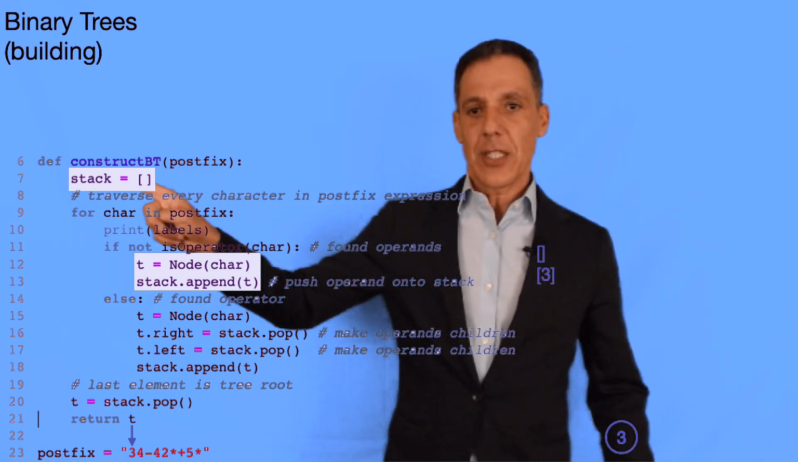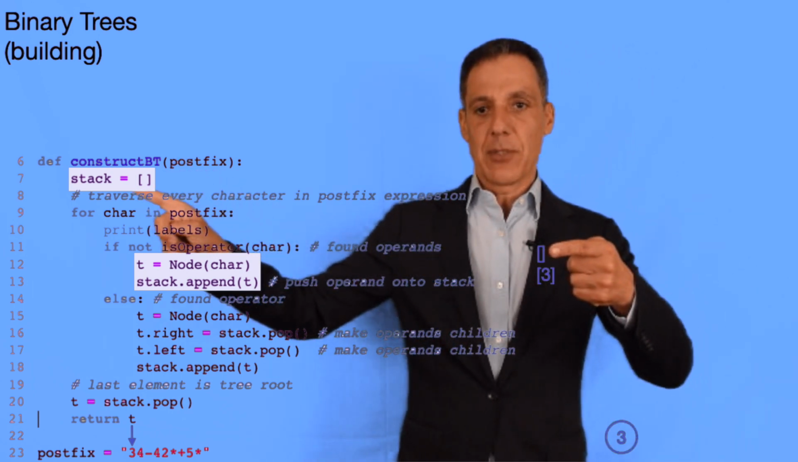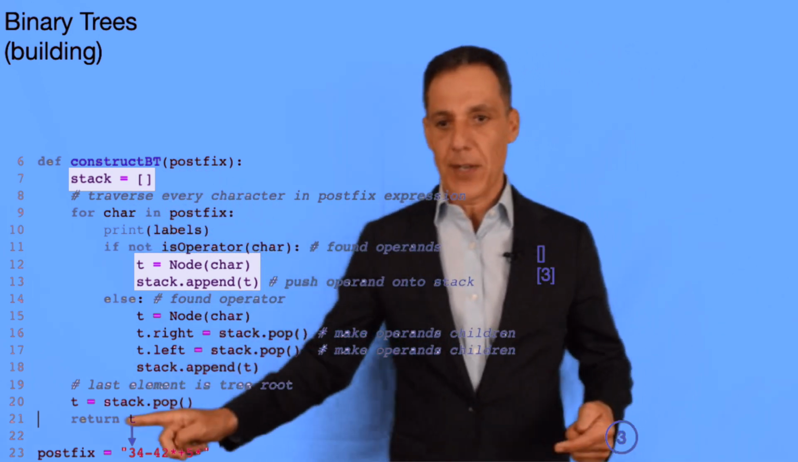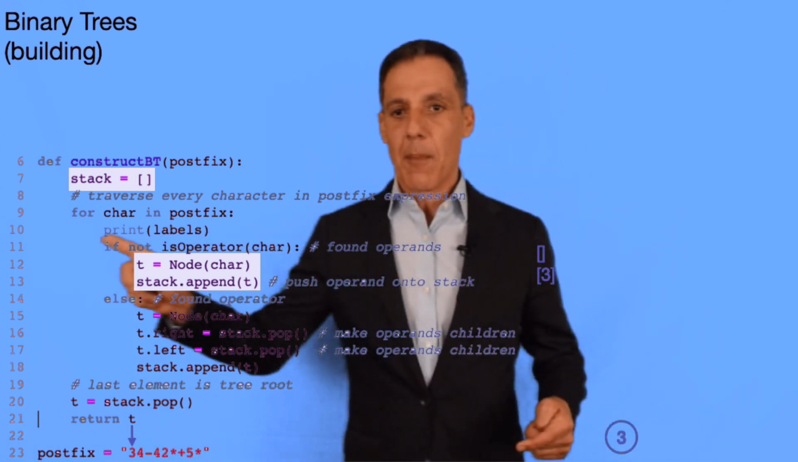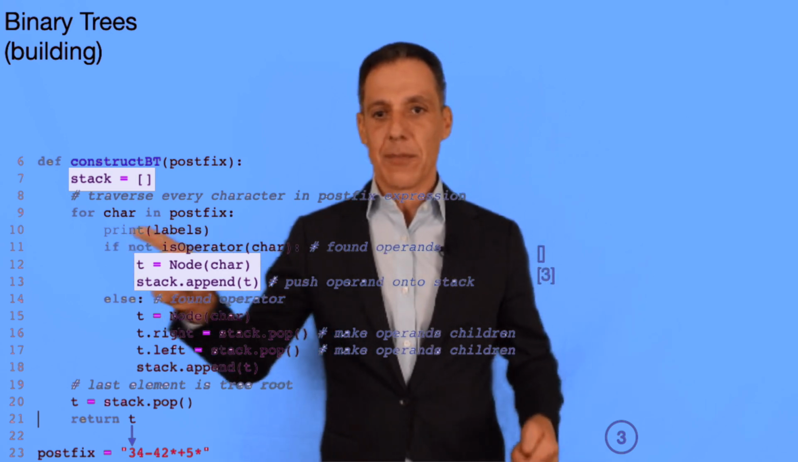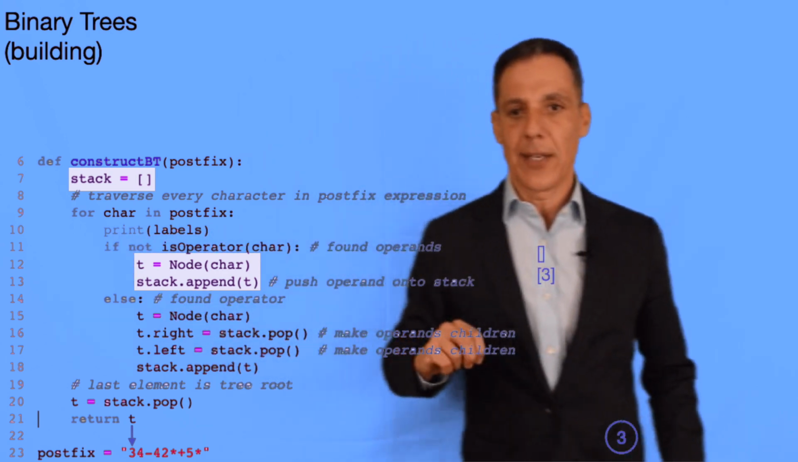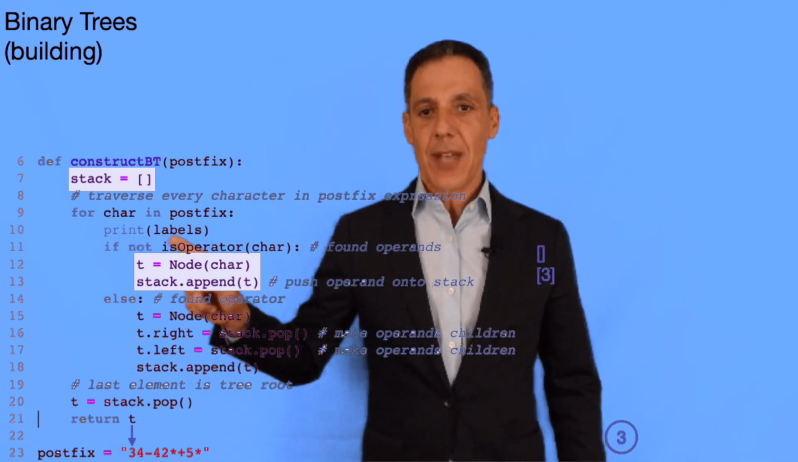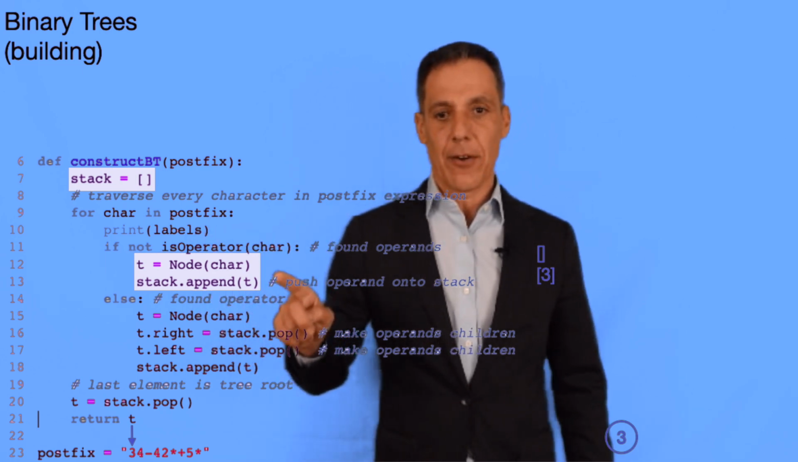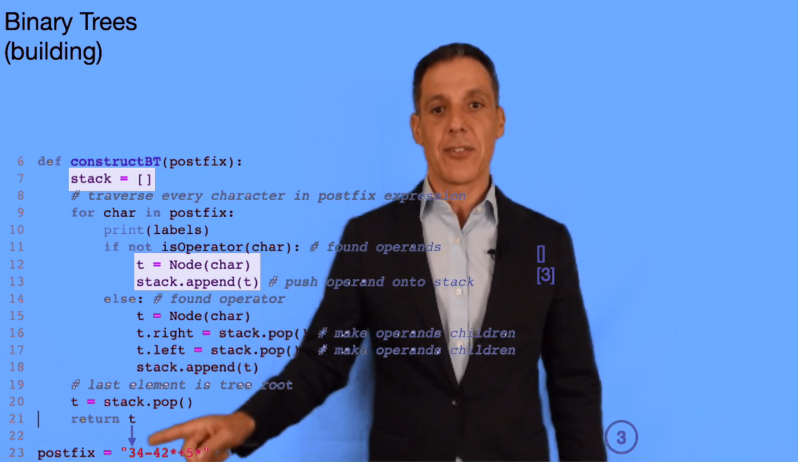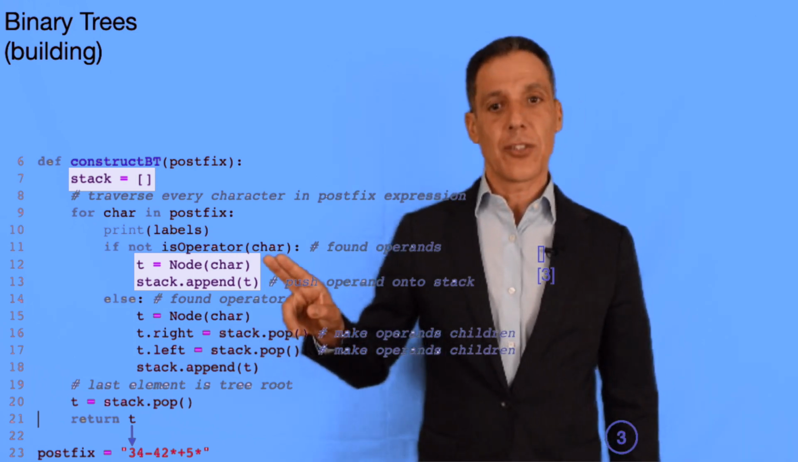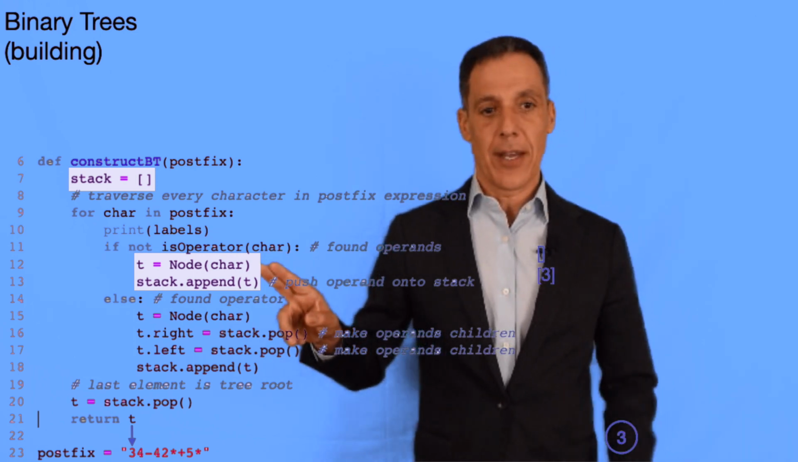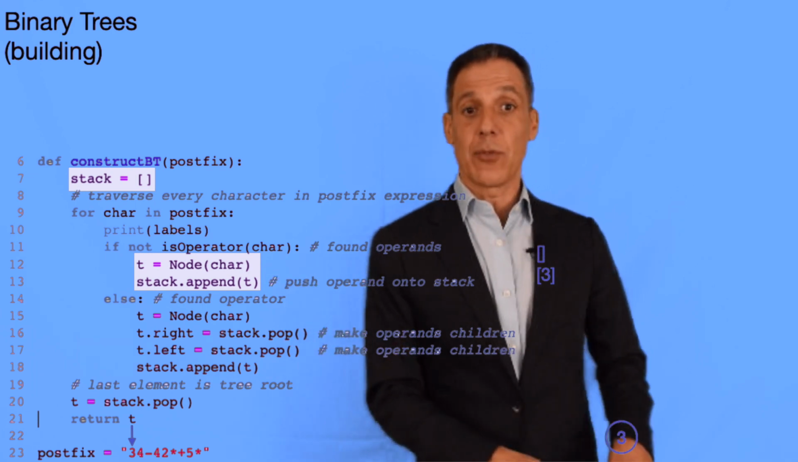First, we're going to define stack to be the empty list. For each char in postfix, so it's going to be 3, 4, minus, 4, 2, etc. That's just one of my debugging lines of code, so you can go ahead and ignore that. So if not is_operator of the character, so if 3 is not an operator, it is not. Here's what I'm going to do. I'm going to call the node constructor and put the character in there. There it is right there. I've got a node, left and right are empty.